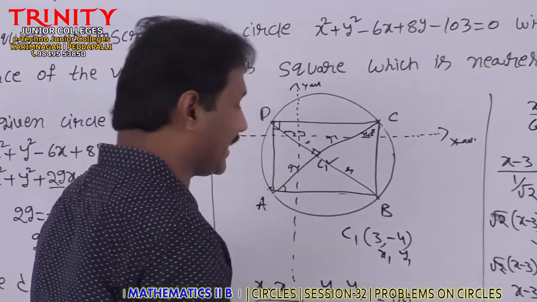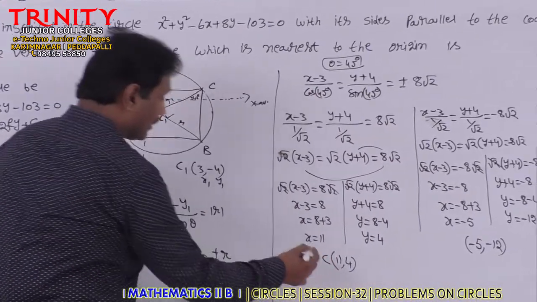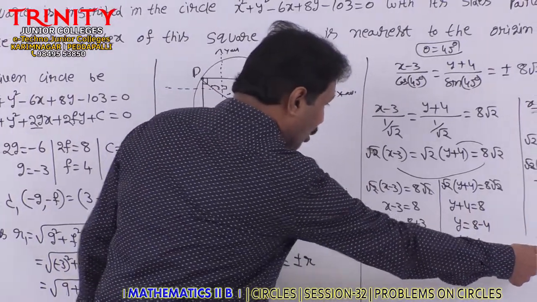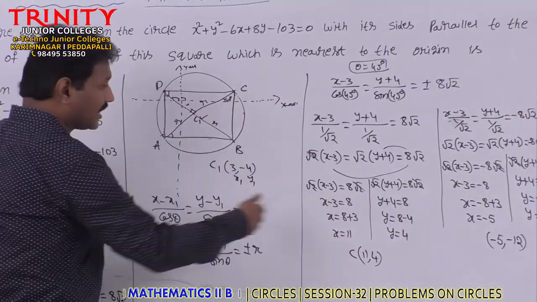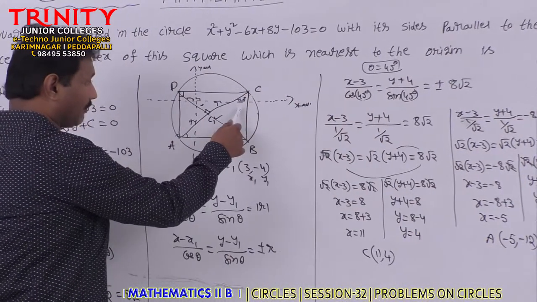Same condition you apply there. Here one vertex is (11, 4), maybe this is C, because this is the first coordinate. This is the third coordinate; suppose we name this third coordinate A. First you apply theta equals 45 degrees.